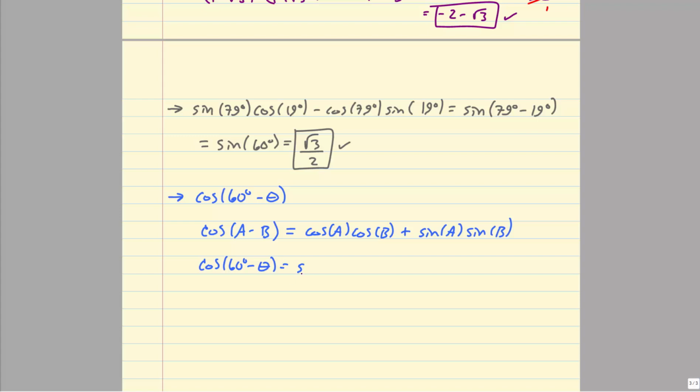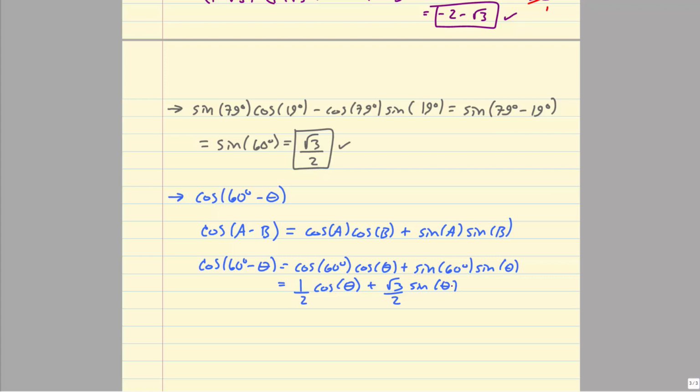So this would be the cosine of 60 degrees cosine of theta plus the sine of 60 degrees sine of theta. Okay, so the cosine of 60 is 1/2 cosine of theta. And the cosine of theta I don't really know anything about because I don't know what theta is. The sine of 60 degrees is the square root of 3/2 sine of theta. And again, I don't know what theta is, so I have to leave these in terms of cosine and sine.